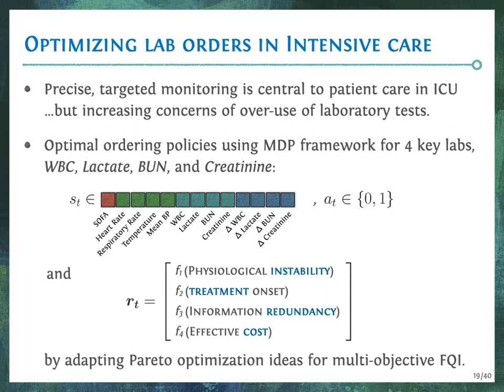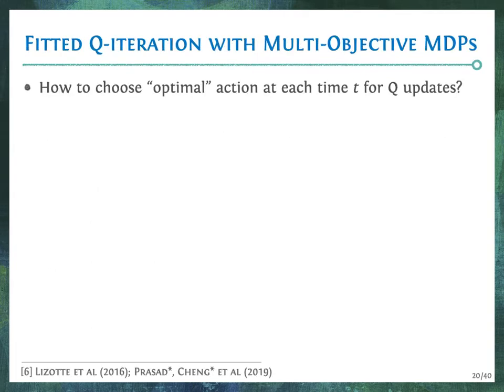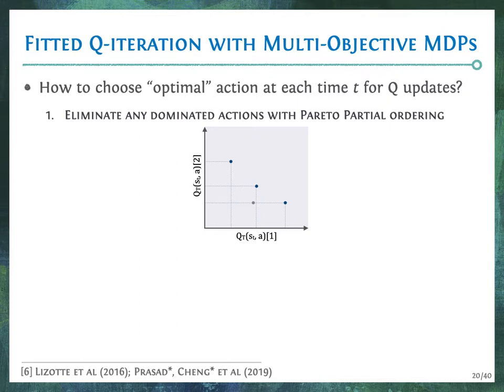And to do this, we adapt methods from multi-objective fitted Q iteration that draw from ideas in Pareto optimization. So a vector-valued reward means a vector-valued function of state action values Q, or in other words, a Q function corresponding to each element of the reward function. Learning the value of state action pairs with respect to each objective in this way allows for more interpretability in weighting the relative importance of each objective. But given this 4-dimensional Q, how then do we choose a single optimal action at each time when updating our estimates of Q? So our approach here starts by generating a Pareto partial ordering.